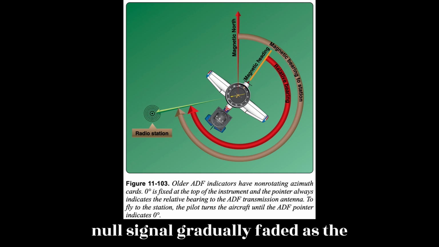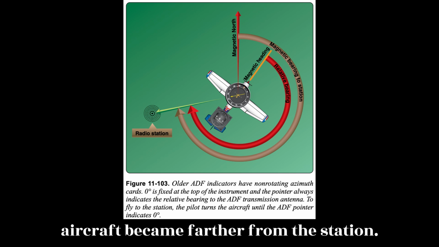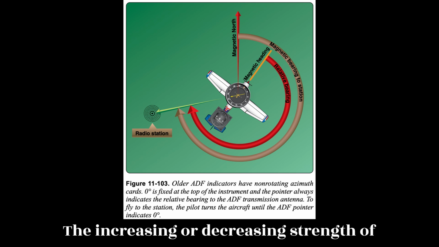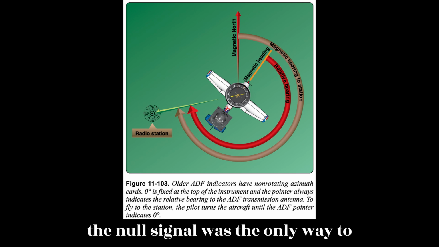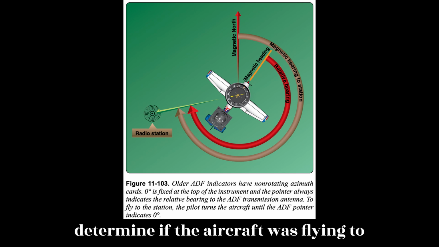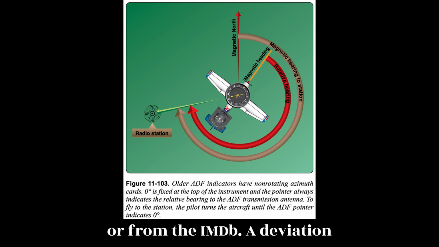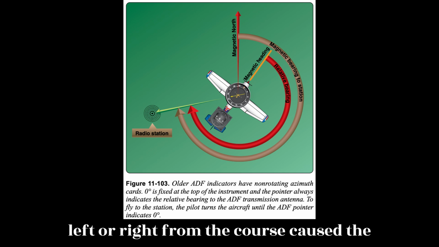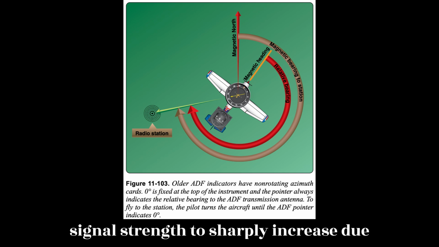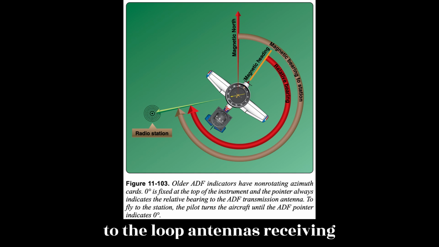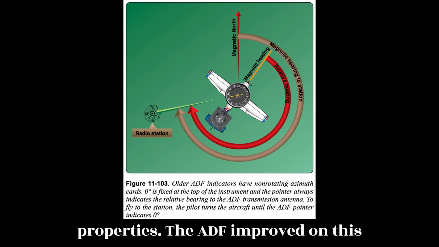When overflown, the null signal gradually faded as the aircraft became farther from the station. The increasing or decreasing strength of the null signal was the only way to determine if the aircraft was flying to or from the NDB. A deviation left or right from the course caused the signal strength to sharply increase due to the loop antenna's receiving properties. The ADF improved on this concept.